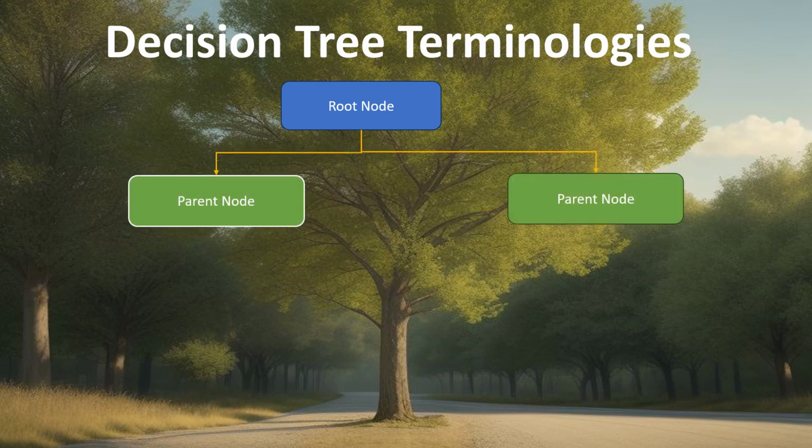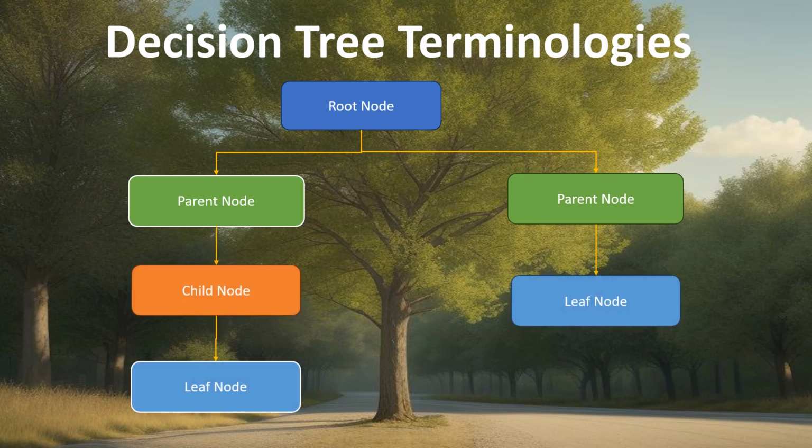Parent. The root node of the tree is called the parent node. Child node. The other nodes derived from the parent node are called child nodes. Leaf node. Leaf nodes are the final output node. The tree cannot be segregated further after getting a leaf node.